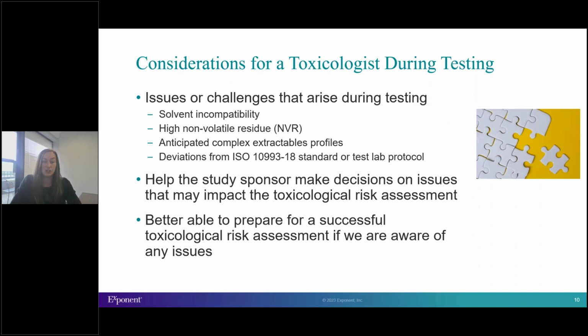And of course, any deviations from the ISO 10993 Part 18 standard or from the test lab protocol need to be brought to the attention of the toxicologist so that we can plan for that. In the second bullet point here, we often help the study sponsor make these decisions that could impact the tox risk assessment. So it's really important to keep us involved. We're able to better prepare for a successful tox risk assessment if we are kept aware of these issues as they occur.